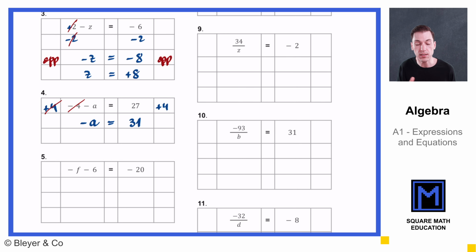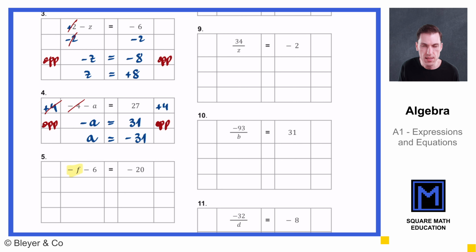Now we're adding 27 units, positive units, and another 4 positive units. We got 31 units, but we don't want negative a. Let's apply opposite in both sides of my equation. That gave us a equals negative 31.